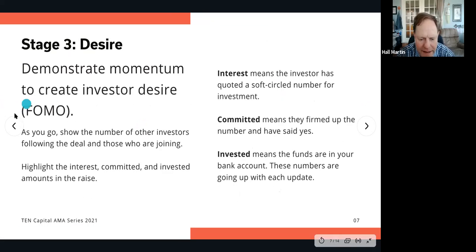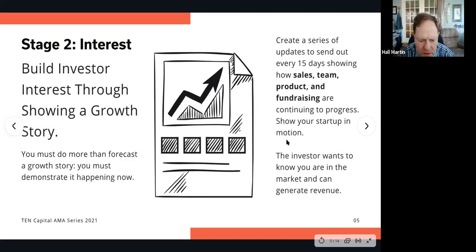Now, in generating interest with the investor, my number one rule is don't show up empty handed. If all you have is a forecast, I will tell you forecasts will get you nowhere. Set up a mailer template and distribution list and schedule a date on the calendar to send out 2 mailers per month.